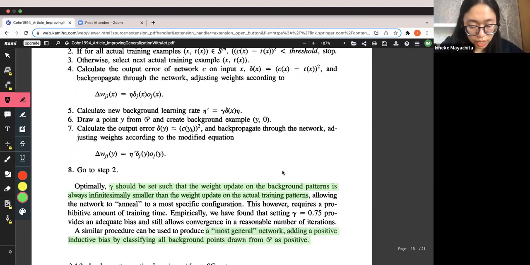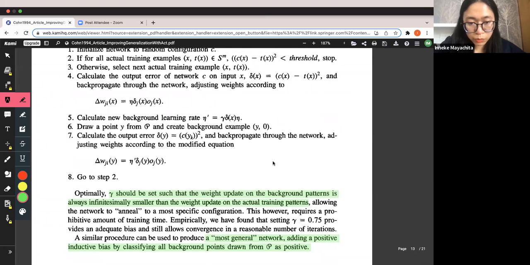This is what I mentioned: we want this background learning rate to be enough for the model to learn from the background, but we don't want it to be so high that the background examples dominate over the training examples.